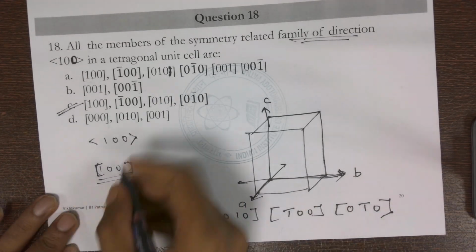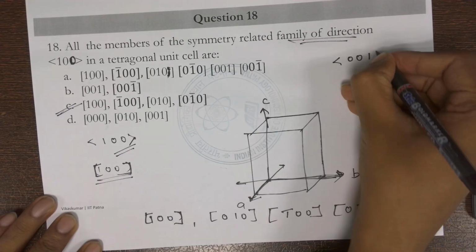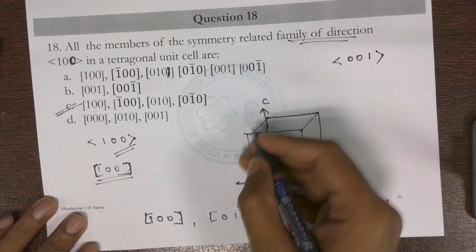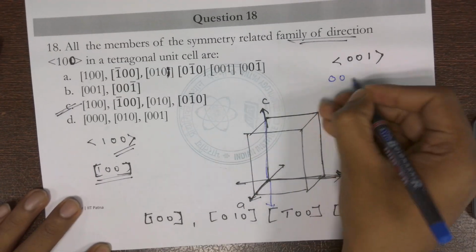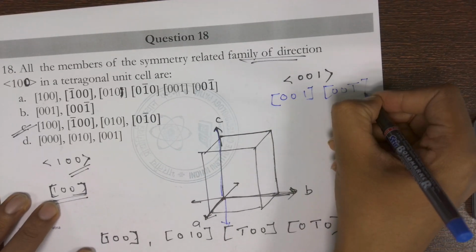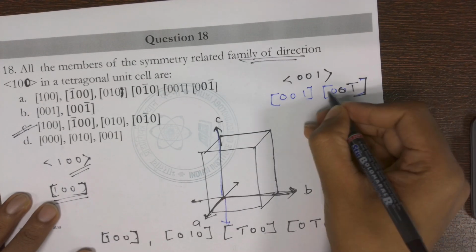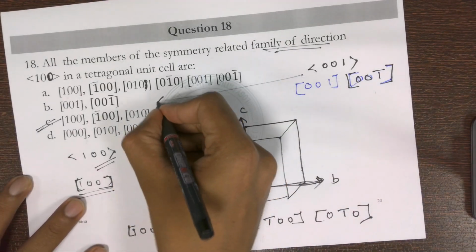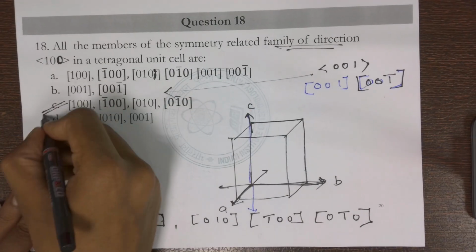If instead of asking about this, I wrote about this particular direction, then how many directions could we get? Only one and the opposite of this, 0 0 1 and 0 0 1 bar. So what will be the right answer in that case? It will be B. In our present question, we got the right answer to be C.